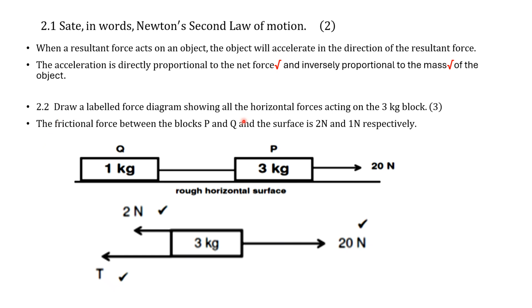Now 2.2, they say draw a labeled force diagram showing all the forces acting on the 3 kg block. The frictional force between P and Q and the surface is 2 newtons and 1 newton respectively. So we have applied force moving to the right. We have a frictional force moving to the left. But as we're pulling here, that rope is pulling back against the 3 kg. So therefore we also have force of tension. So for my 3 marks, you can see 1 for each force, right? So that is where we would get our 3 marks.